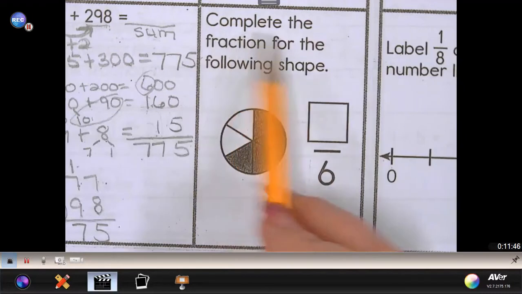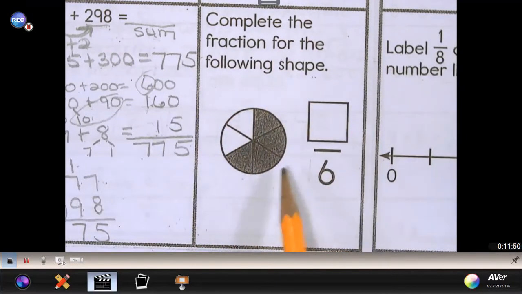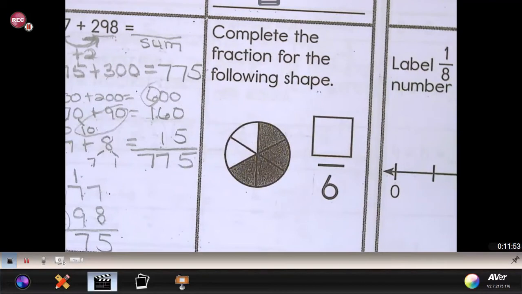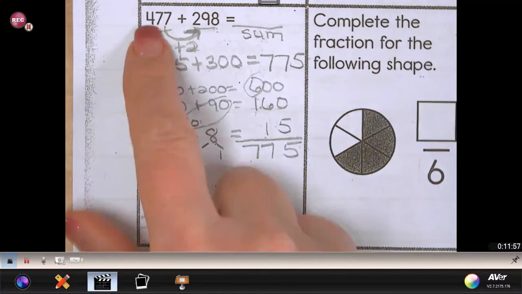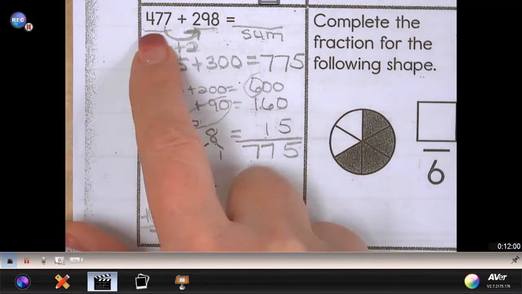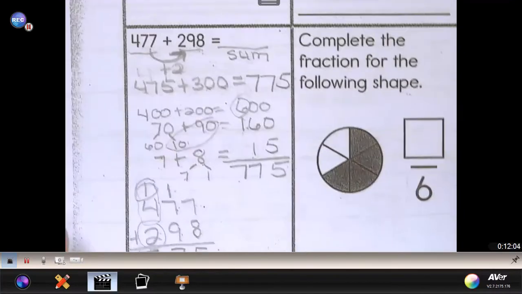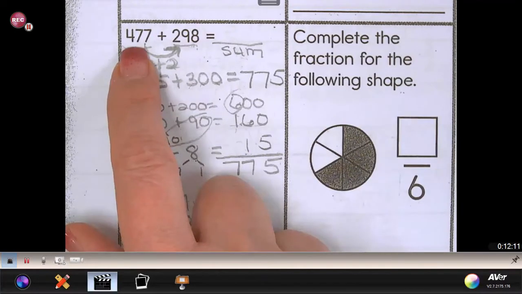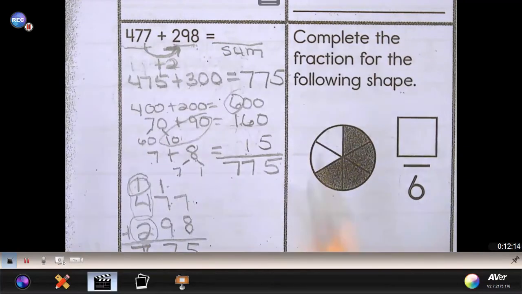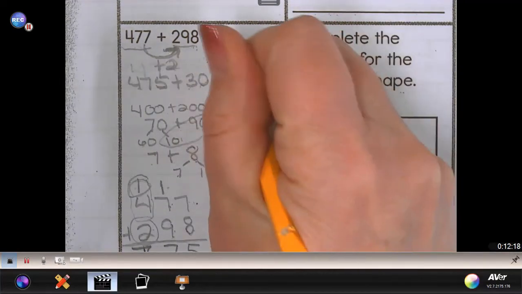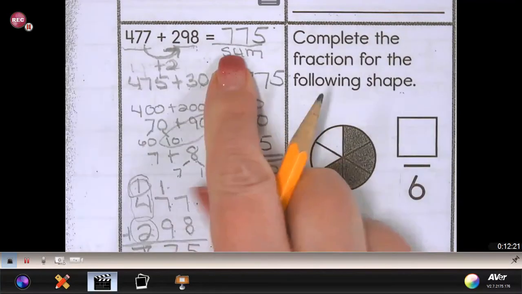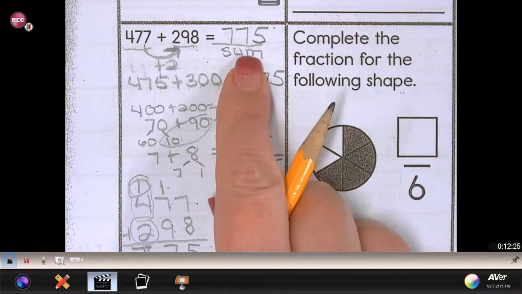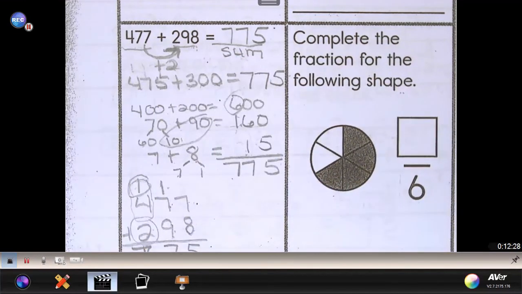And with this fraction, it says complete the fraction for the following shape. I almost forgot. This is going to be our problem for today. So round each one of these addends to the nearest hundred. This is for your discussion today. And then you're going to round and then add them to find your sum. So the sum of the rounded numbers should be close to 775. Okay? So make sure that you round each number first to the nearest hundred, then add to find the sum of the rounded amounts.